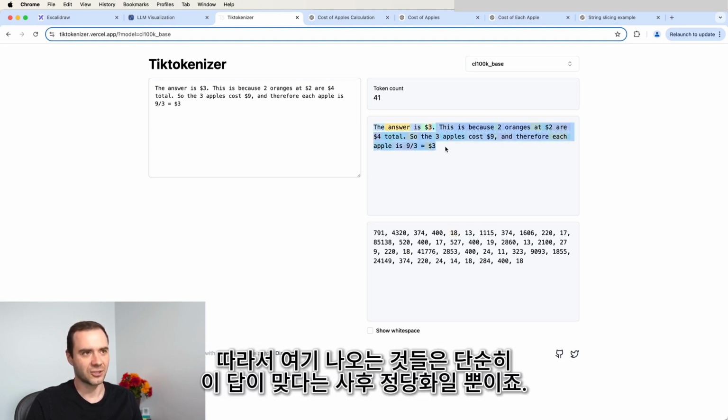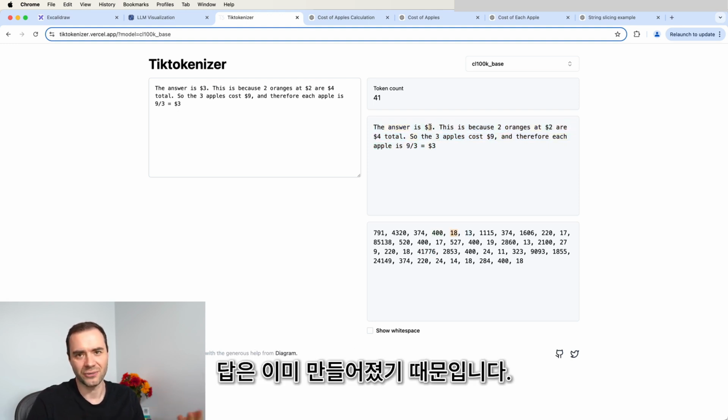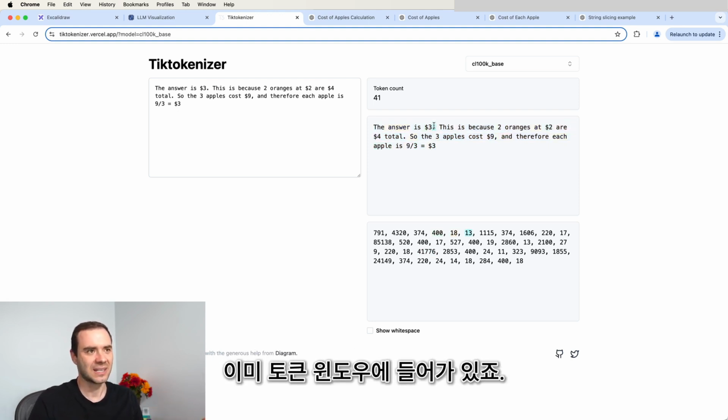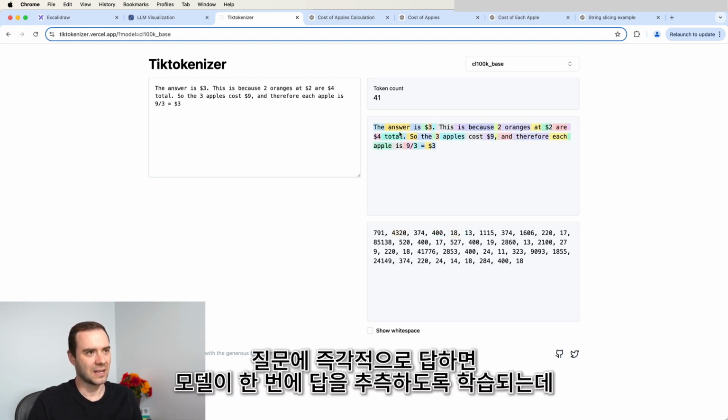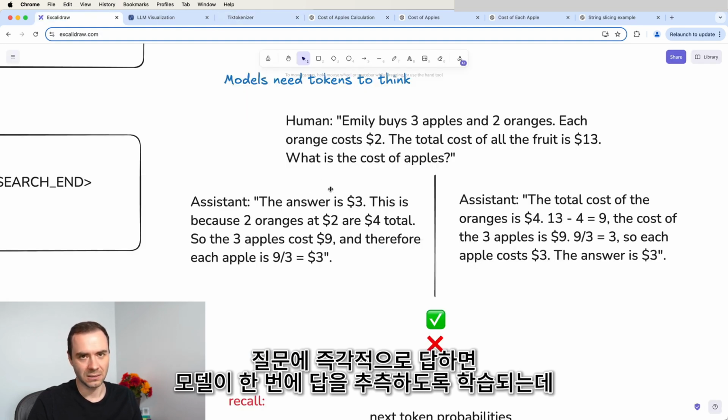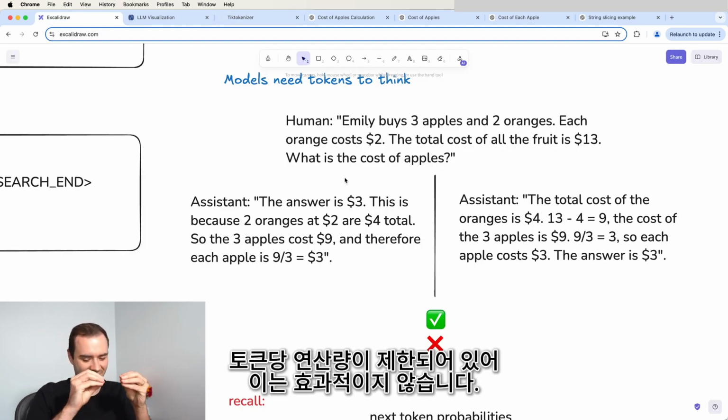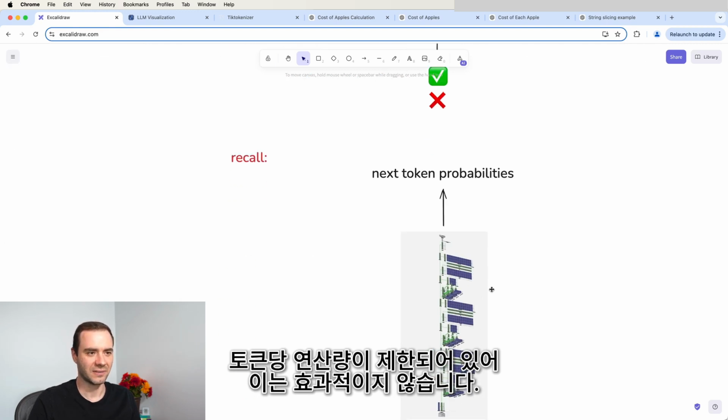So anything here is just kind of post hoc justification of why this is the answer, because the answer is already created. It's already in the token window. So it's not actually being calculated here. And so if you are answering the question directly and immediately, you are training the model to basically guess the answer in a single token. And that is just not going to work because of the finite amount of computation that happens per token.